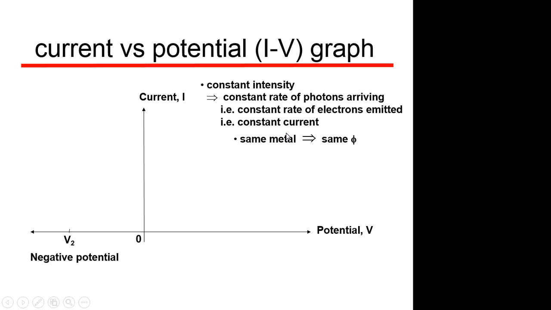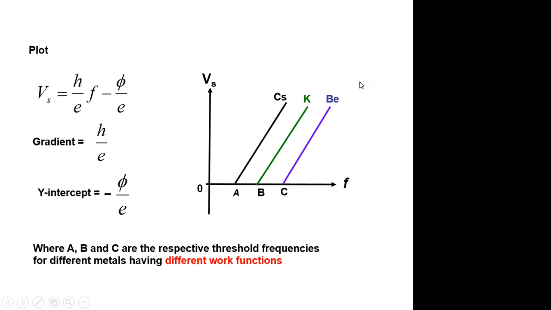Okay? So if you draw different metals, you notice that the gradients are all the same. What changes is just a shifting of the graph to the right or to the left. And A, B, C are the threshold frequencies due to the metals having different work function. Okay? So below this graph, I want you to write the work function of Cs, work function of K, and work function of Be. Which one is the largest? Which one is the smallest? Okay? Take 30 seconds to write. Should be quite easy. Go.